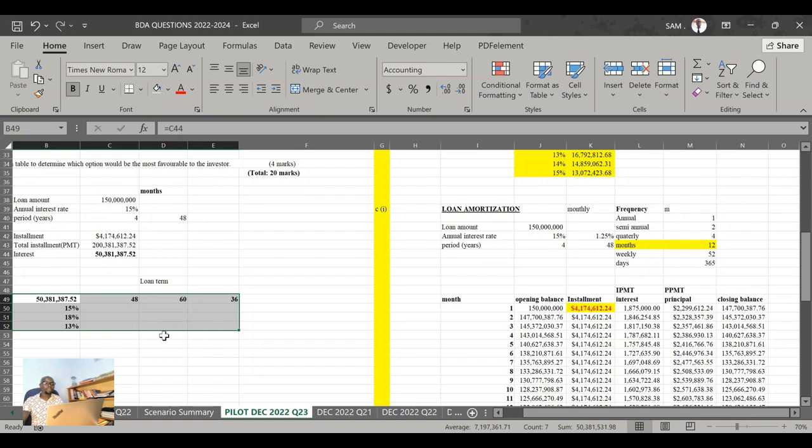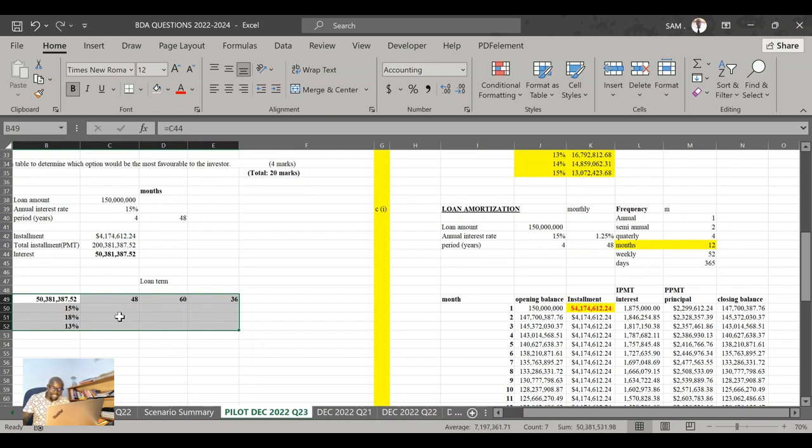We are instructing Excel to autofill for us, to give us the total interests for each option. We have two variables changing at the same time, and we are going to use the two-way data table to help us get the total interest to be paid under each option. And as an investor, we will choose that option where we'll pay the least amount of interest.